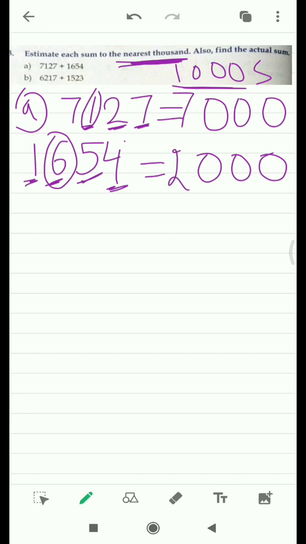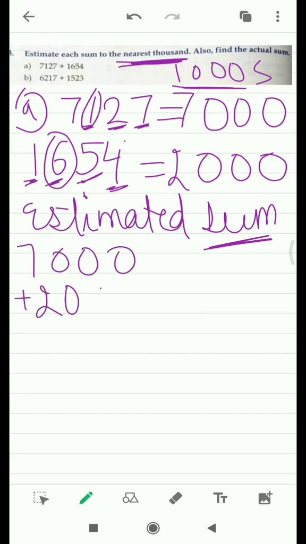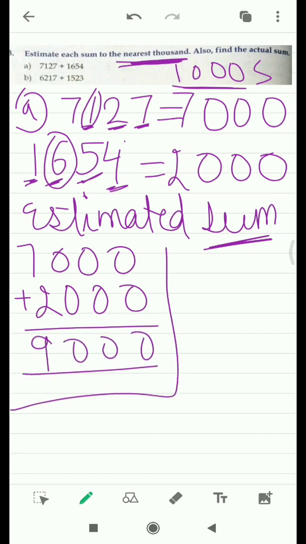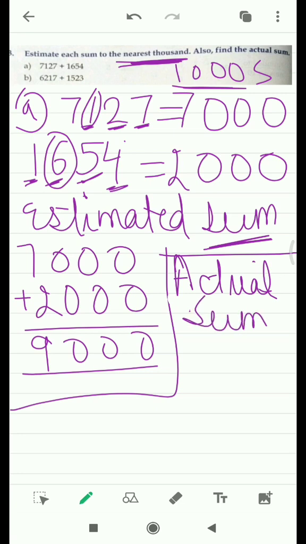Now we have to find the estimated sum. Estimated sum. Sum means you have to add them, right? So 7,000 plus 2,000. 0 plus 0, 0, 0, it comes out to be 9,000. Now let's find the actual sum. Actual sum. It is 7,127 plus 1,654. Now just add them.